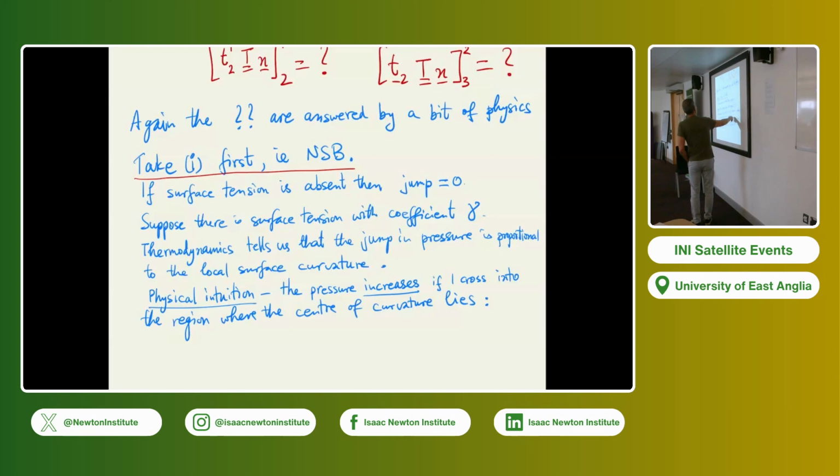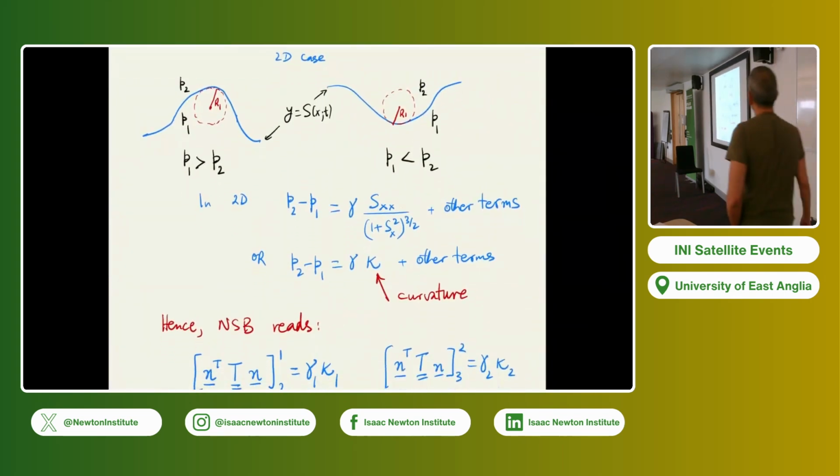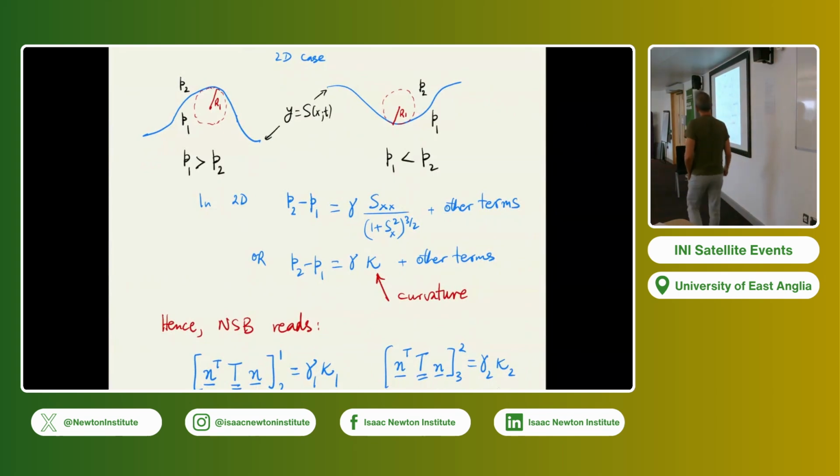So what we know then is that there will be a jump in the normal stress across the interface, and that jump will depend on the local geometry. Okay, so here's a picture, which you can write down, by the way. There's formulas for that. So here's a picture to see what that really means.